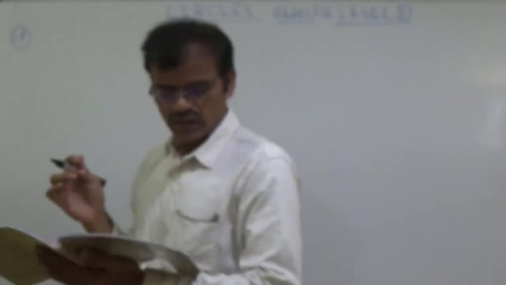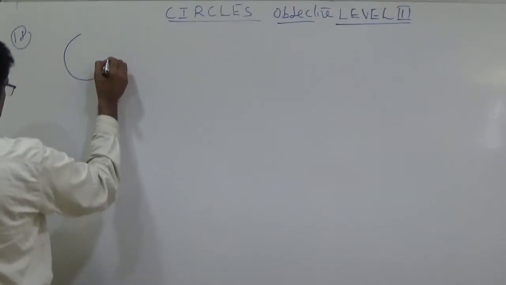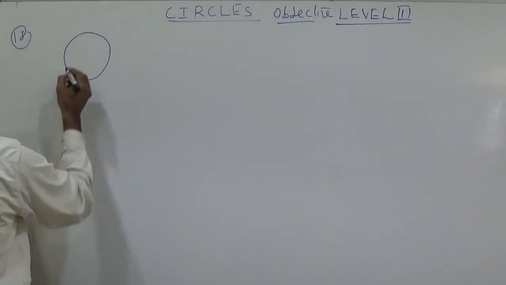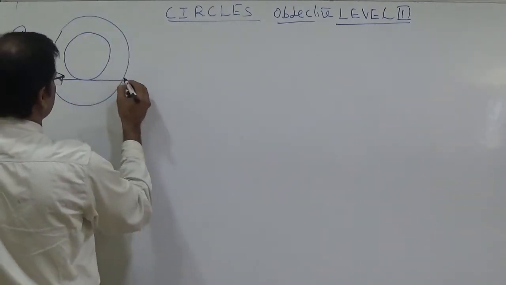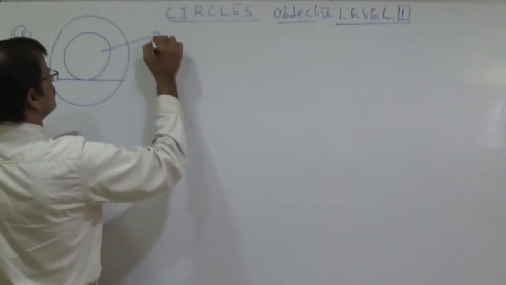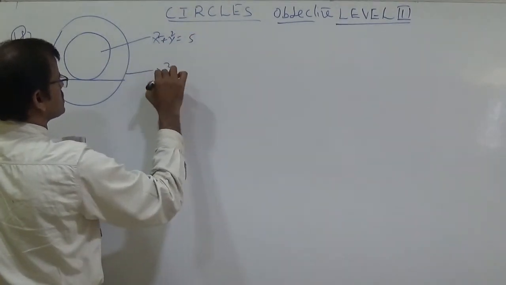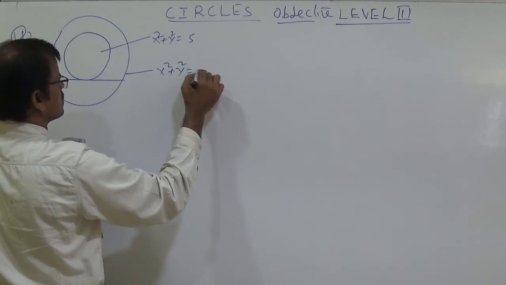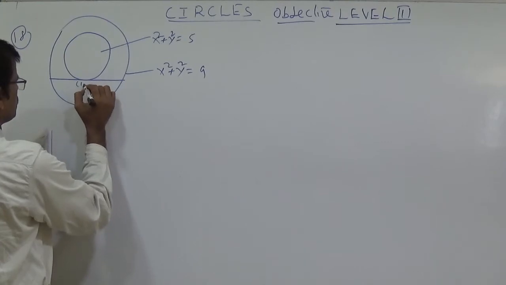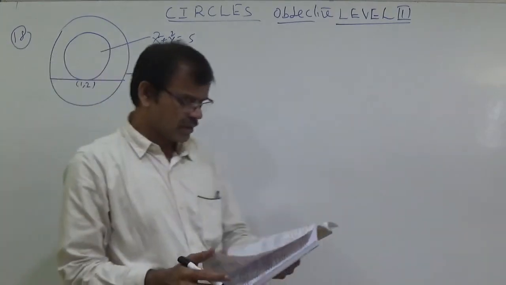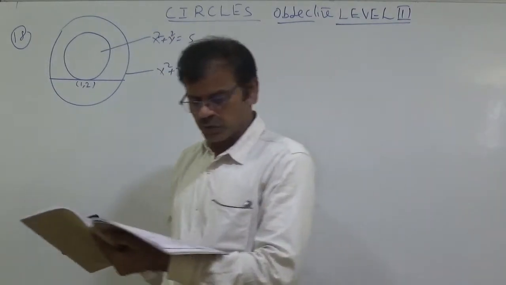If a tangent at (1, 2) to the circle x² + y² = 5 intersects the circle x² + y² = 9 at P and Q. This is the circle x² + y² = 5, and this is the circle x² + y² = 9. Put the point P here as (1, 2).